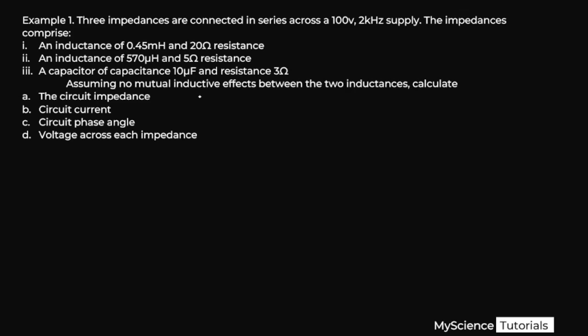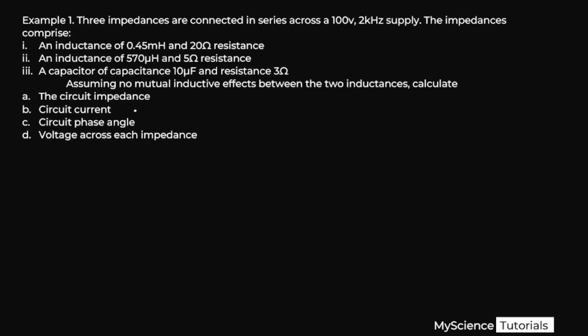Three impedances are connected in series across a 100 volts, 2000 hertz supply. The impedances comprise of I, an inductance of 0.45 millihenry and a 20 ohm resistor; II, an inductance of 570 microhenry and a 5 ohm resistor; III, a capacitor of capacitance 10 microfarad and resistance 3 ohms. Assuming no mutual inductive effect between the two inductances, we are to calculate A, the circuit impedance; B, the circuit current; C, the circuit phase angle; and D, the voltage across each impedance.